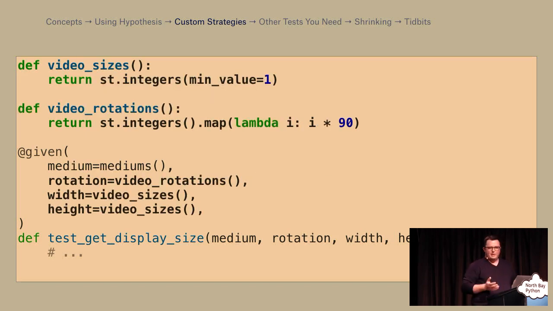Of course, we can do the same thing for size and rotation. Literally exactly the same thing, just replacing the invocation of the built-in strategies with our custom functions that return the same thing.